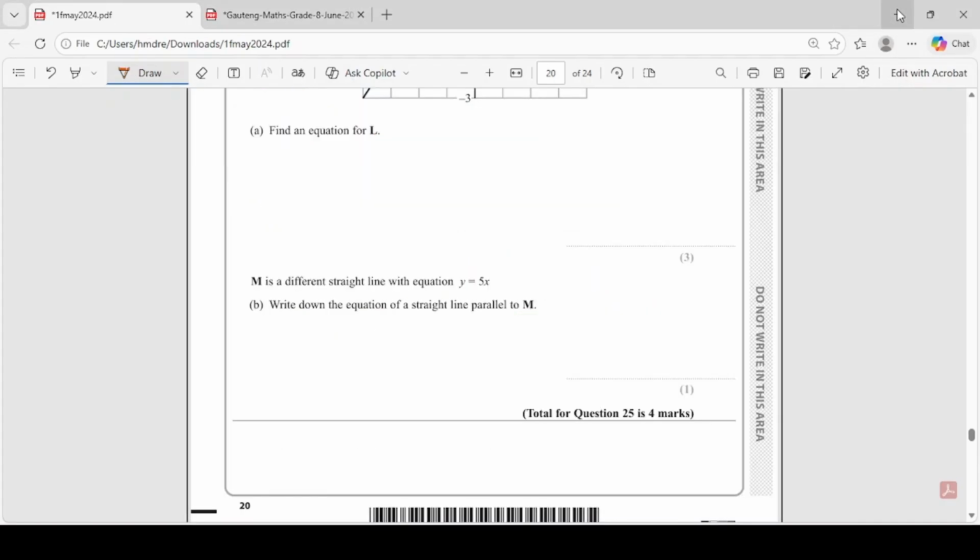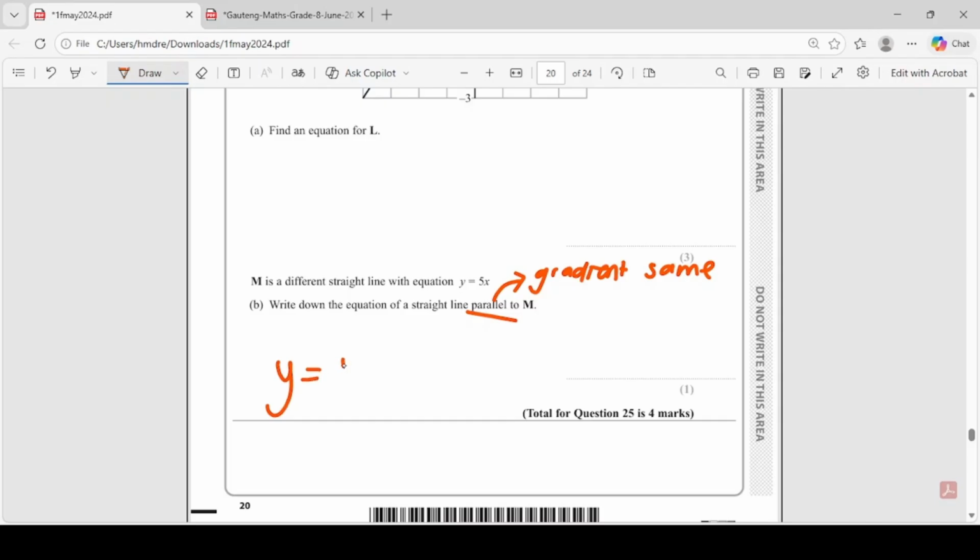M is a different straight line with the equation y equals 5x. Write down the equation of a straight line parallel to M. So if something is parallel, it means that the gradient is the same. So we can choose any line we want. We just need the gradients to be the same.